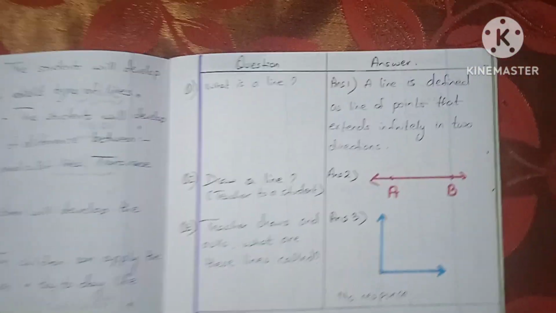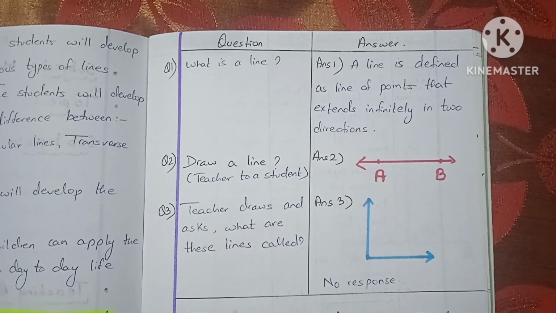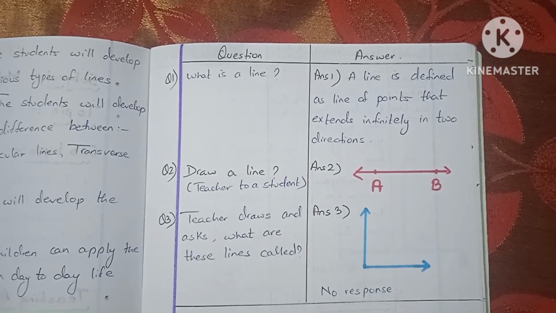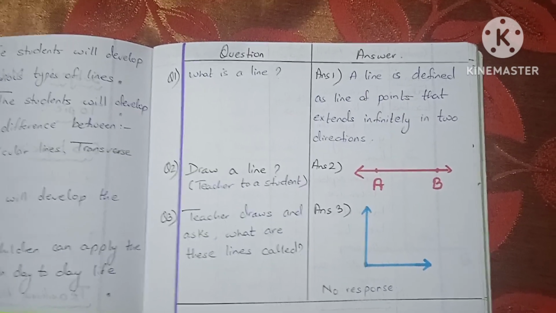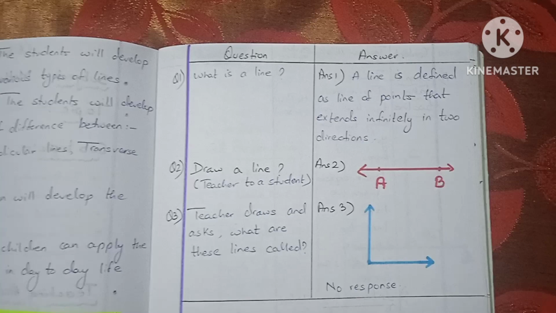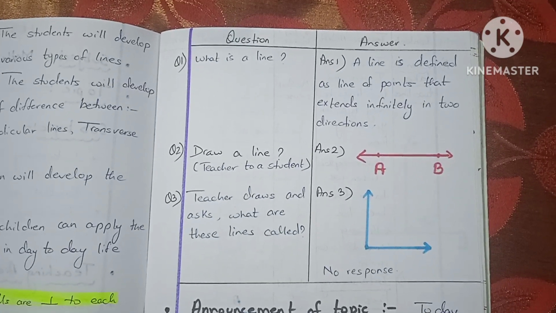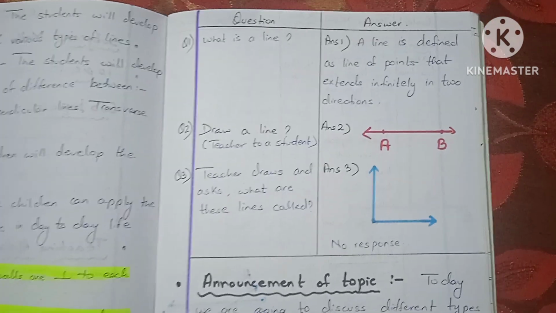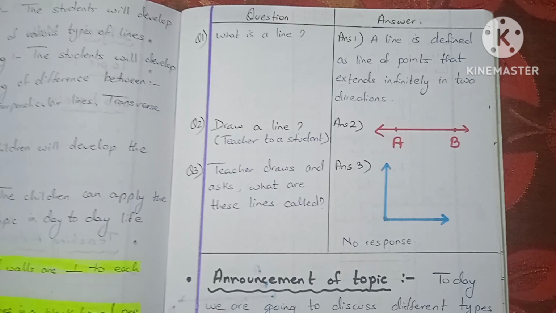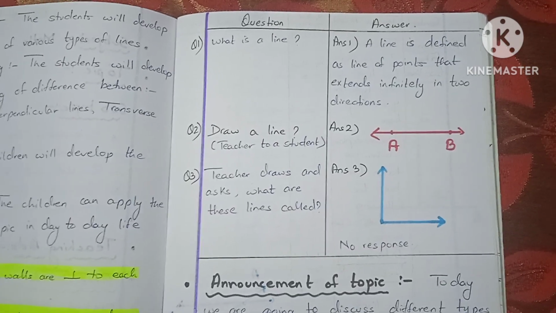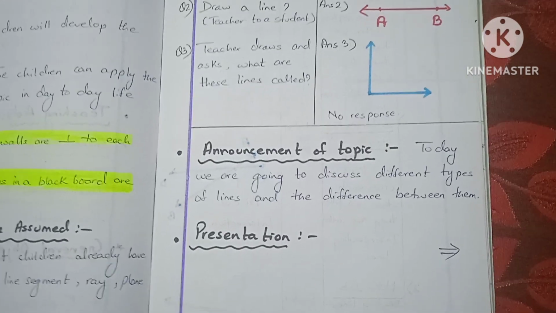For previous knowledge testing, the teacher asked the following questions. What is a line? Children reply, a line is defined as a line or point that extends infinitely in two directions. Draw a line. A student comes and draws a line AB. Now the teacher asks, by drawing two perpendicular lines, what are these lines called? There is no response. Then the teacher announces the topic.